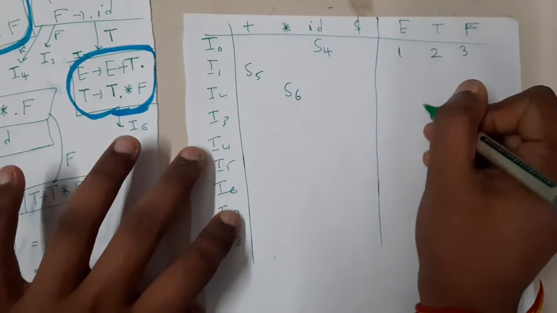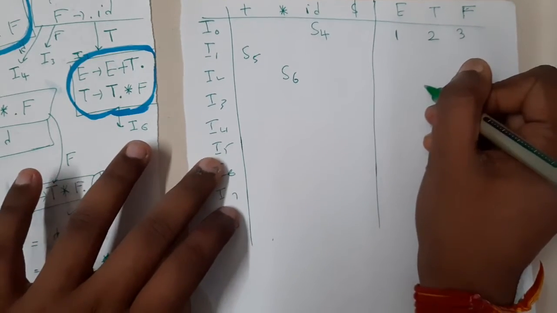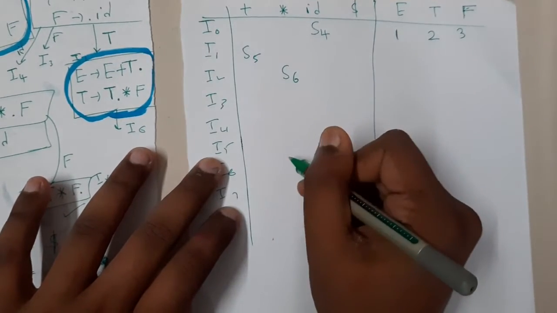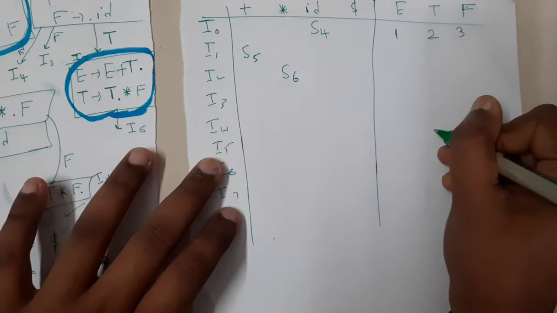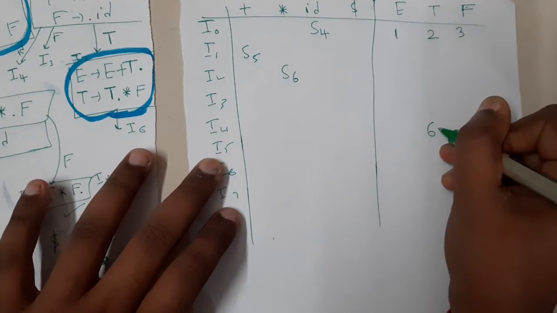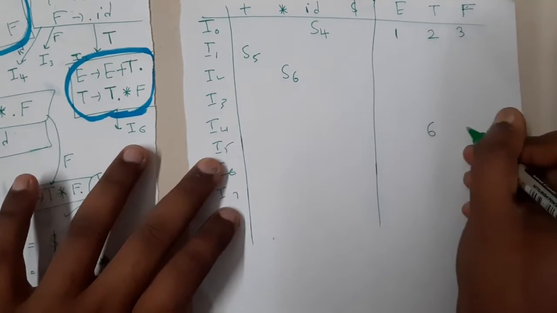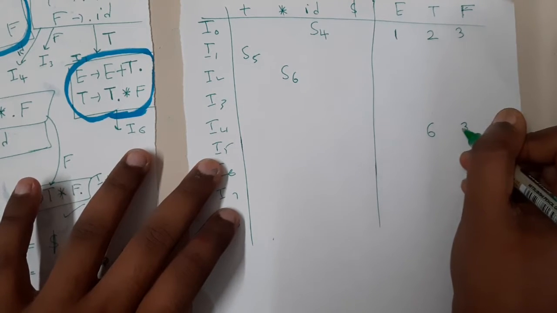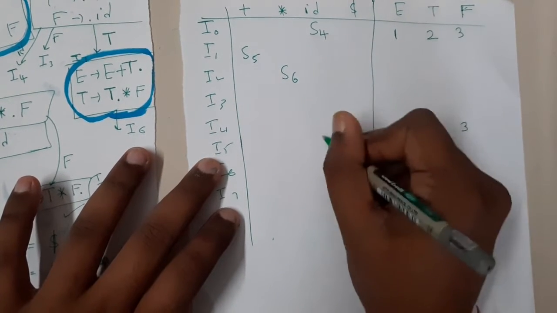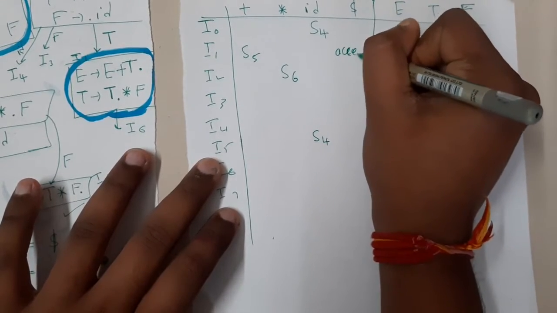Yes, that's it. And similarly from I3 there is no movement, from I4 there is no movement, from I5 I am drawing it from the diagram, guys. I think everyone knows it, right? Yes. So from I5, when T is the input, I am going to I6, so it's just 6. Similarly from I5, is there any other thing? From I5 with F I am going to I3. From I5 with ID I am going to I4, so with ID I am going to S4. And here we are going to have accept, right? Yes, I think everyone remembers it.